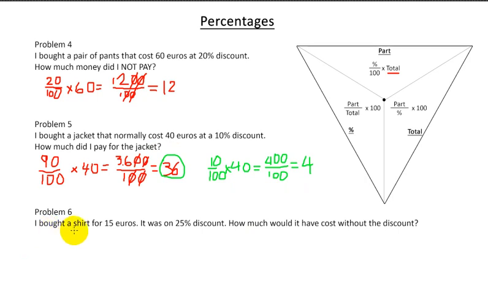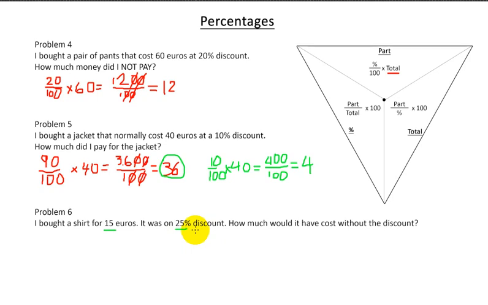Problem 6 says, I bought a shirt for 25 euros. It was on 25% discount. How much would it have cost without the discount? Now, careful, what this means in the beginning is that I paid 15 euros. That's part of the price. That's the part of the price that I did pay, which means I did not pay 25% of the total price. So I don't know the total. All I know is that the part that I paid was 15 and that the part that I did not pay was 25%.